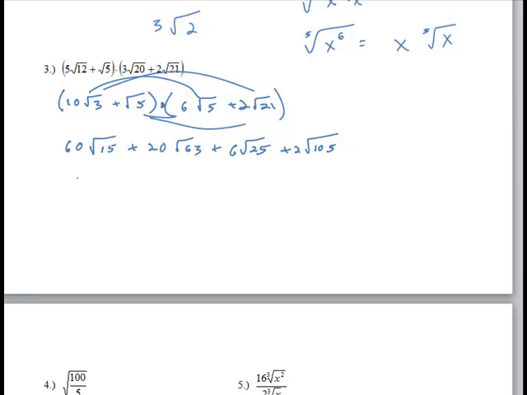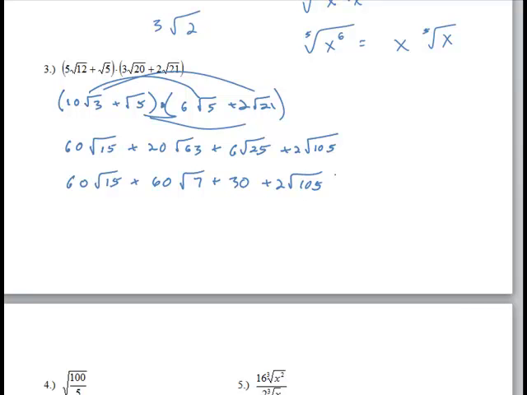Well, that first term, square root of 15, cannot be simplified. The second term, square root of 63, can. 9 times 7, so the square root of 9 is 3. Bring it out in front with that 20. Gives us 60 square root of 7. The third term, square root of 25, is a perfect square, so 6 times 5 is just 30. And the last term cannot be simplified, so it remains 2 square root of 105.